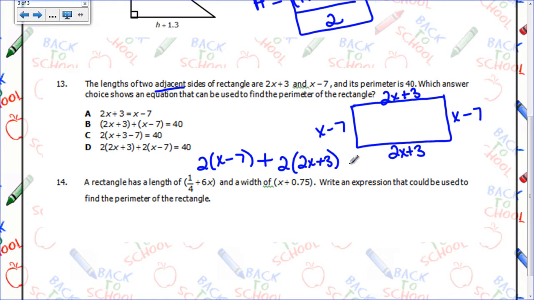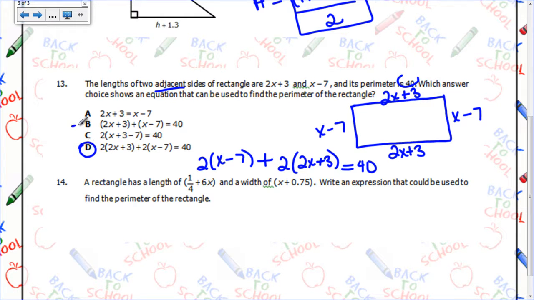There's 2 of them. And when I do that math, because it is perimeter, it has to equal 40 because it told me so up here in the words. And so my expression is that x minus 7 times 2, the 2x plus 3 times 2, and it has to equal 40. And so it looks like D becomes my answer.